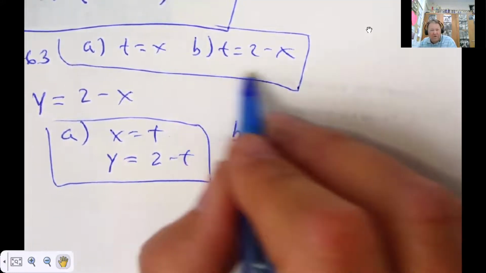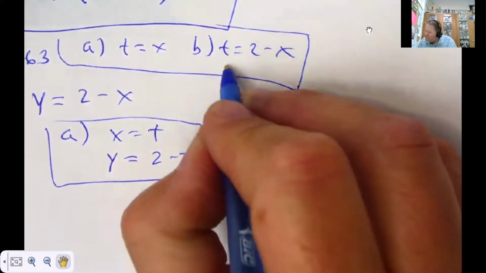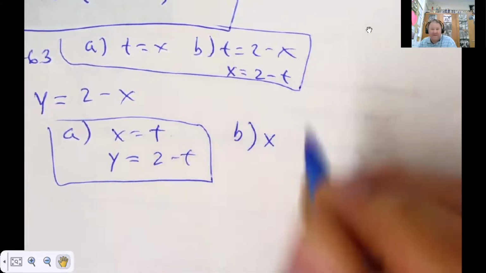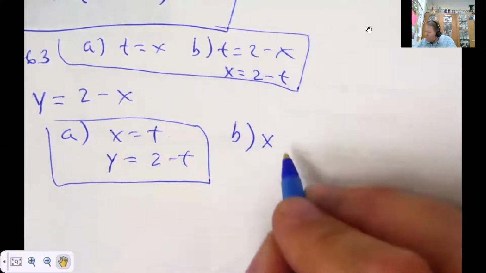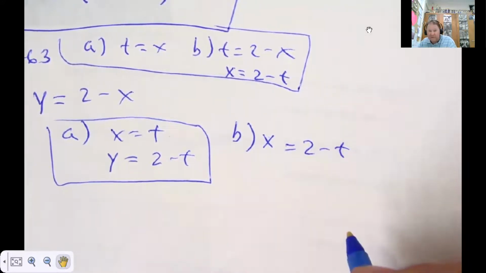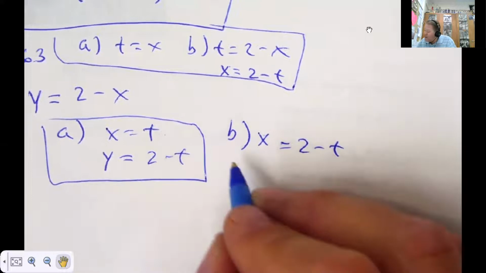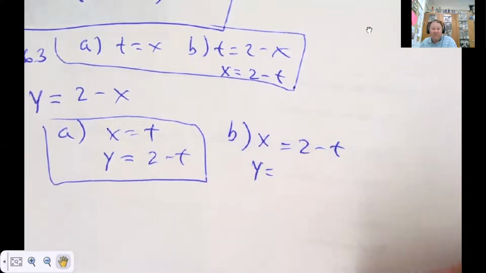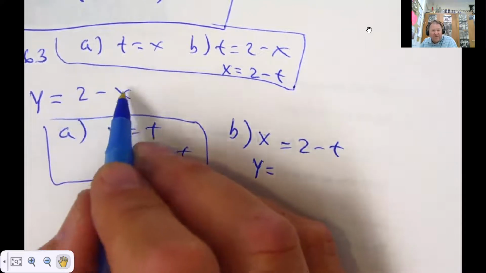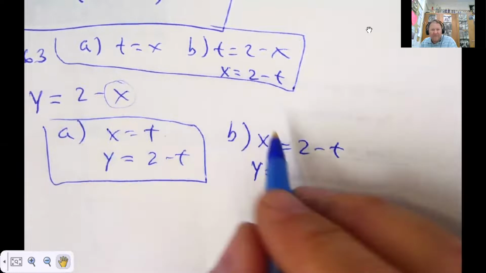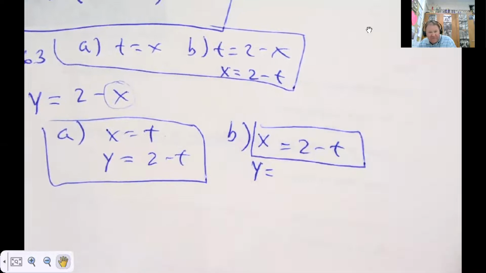In fact, let's do that right now so we can use that every time. We can add an x to both sides and subtract a t, and we get x equals 2 minus t, right? If we solve for x here, x equals 2 minus t. There's x in terms of t. This is my set of parametric equations. Now we have to write y in terms of t. I'm going to take my equation and substitute for x a 2 minus t. So let me box this one. That's x in terms of t.